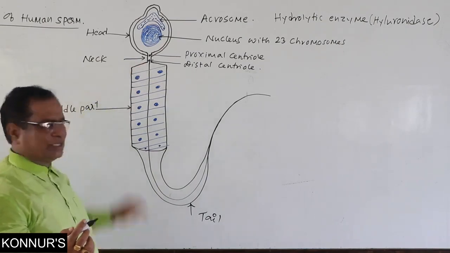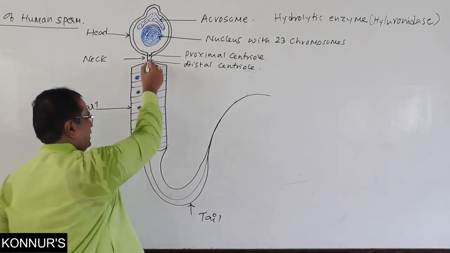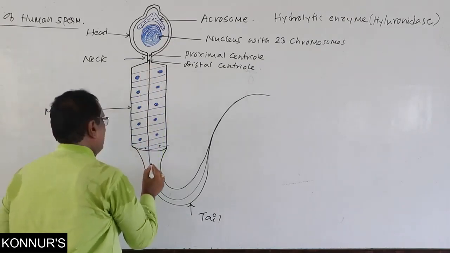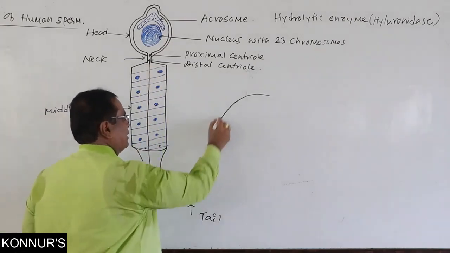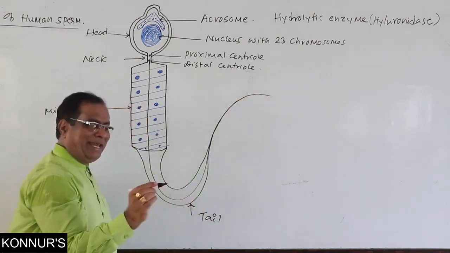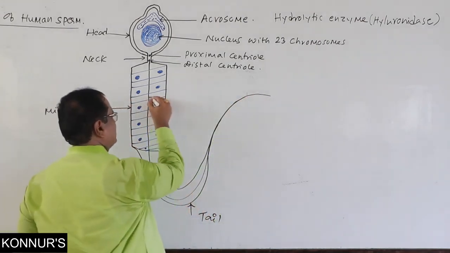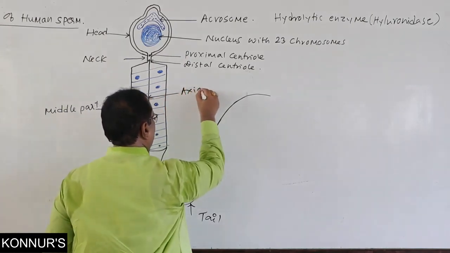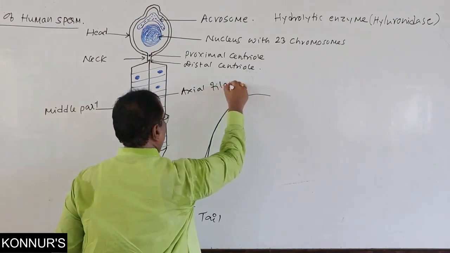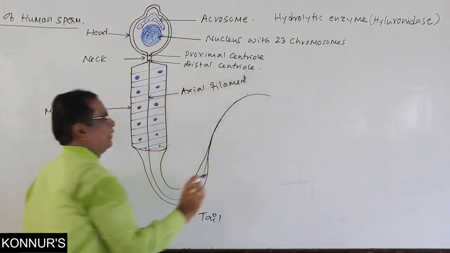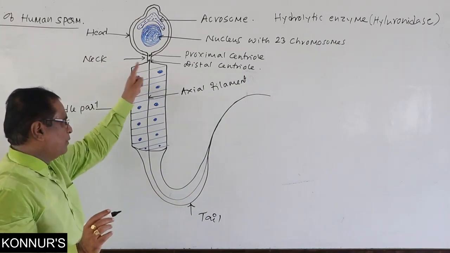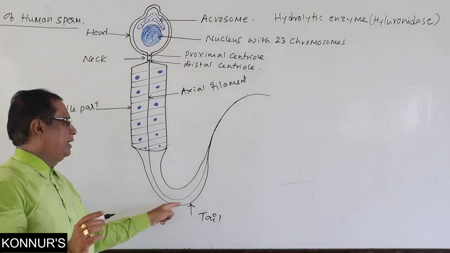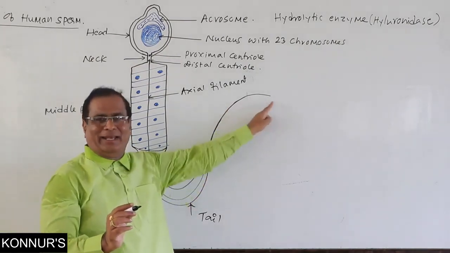From this distal centriole, there is a central axis which runs through the middle part, even in tail, and goes up to the end of tail. And this is named as axial filament. This axial filament is developed from distal centriole and passes through the middle part. It goes up to the end of tail.